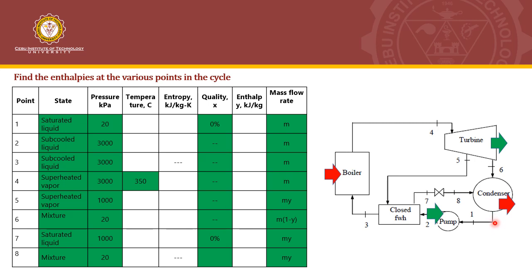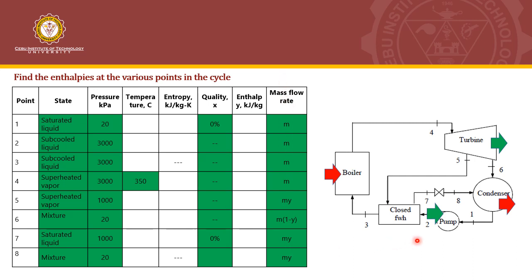So that's why at point 1, the mass flow rate is M. Same also with point 2, it is M. And then there's no mixing that happens here in the closed feed water heater. That's why it will leave also as M at point 3. So that is the mass flow rate.